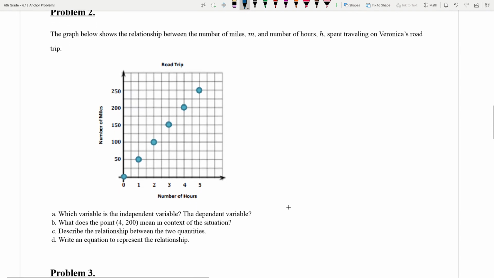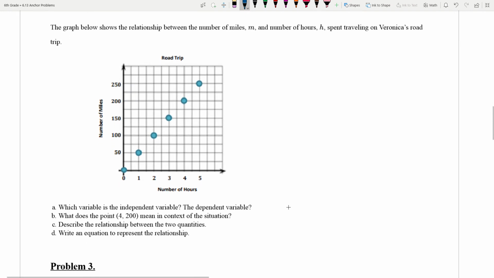The graph below shows the relationship between the number of miles m and the number of hours h spent traveling on Veronica's road trip. Which variable is the independent variable? Which is the dependent? Well, let me not make this mistake again. The independent is on the x.